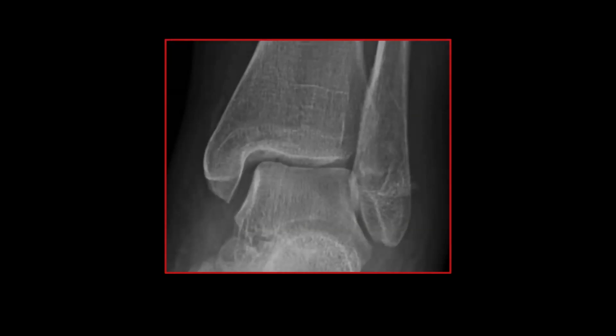On the AP film, this is really subtle, but just measure the gap between the distal tibia and the talar dome, and compare that to the gap between the talus and the medial malleolus. This is subtle widening. The emerge doc diagnosed a lateral malleolus fracture, thought the ankle was congruent. The radiologist thought the same.